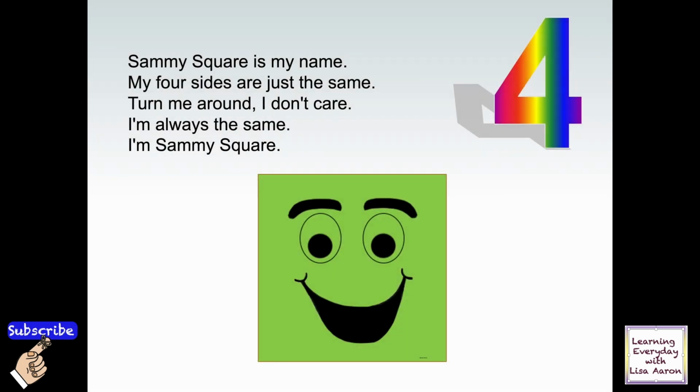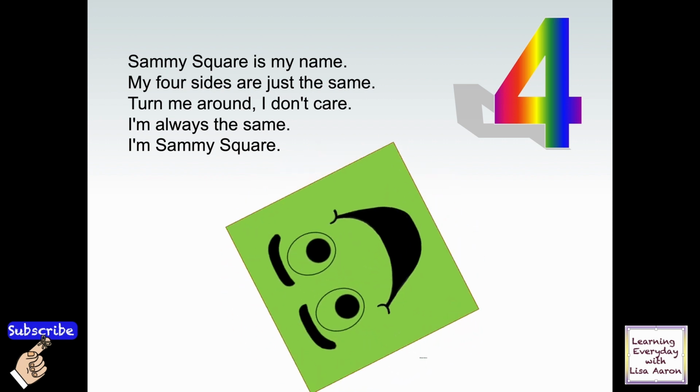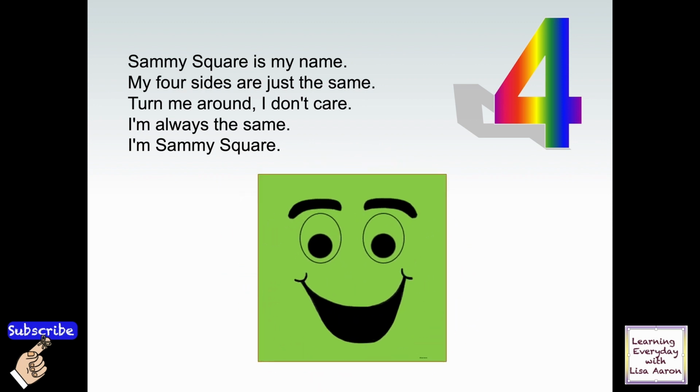Here we have a square with 4 sides. This is Sammy Square is my name. My 4 sides are just the same. Turn me around. I don't care. I'm always the same. I'm Sammy Square. We're at number 4.